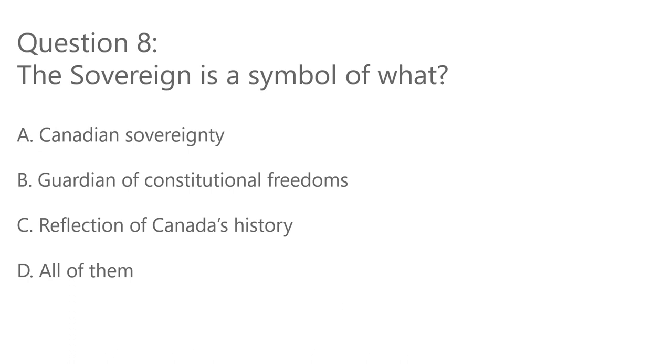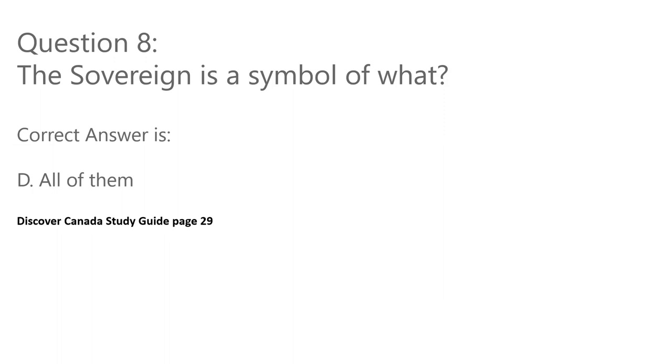Question 8. The sovereign is a symbol of what? A. Canadian sovereignty. B. Guardian of constitutional freedoms. C. Reflection of Canada's history. D. All of them. Correct answer is D. All of them. Discover Canada Study Guide, page 29.